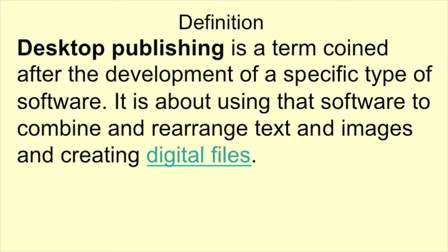First of all, what is desktop publishing? Desktop publishing is a term that is used in such a way that we are able to use text and images in creating a digital file. When we are able to combine text and images, that is graphics, to create a beautiful file or document. It's a combination of text and images or graphics to come out with a document.